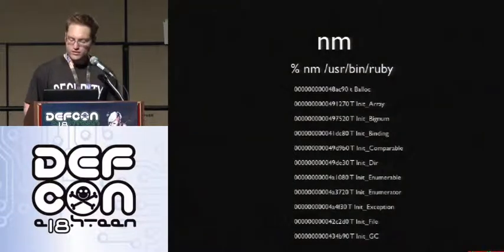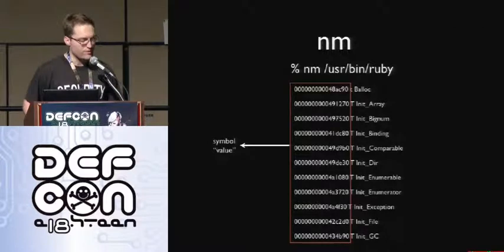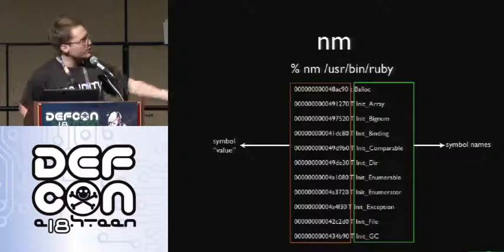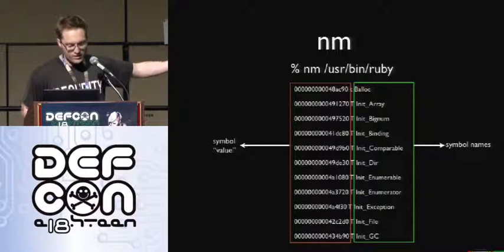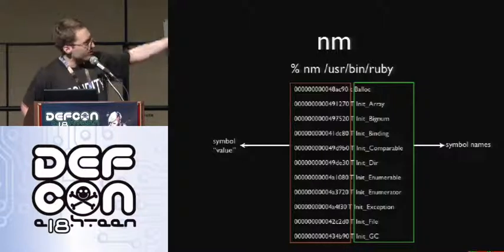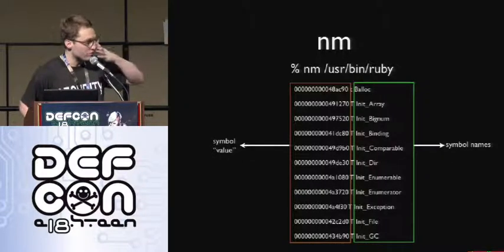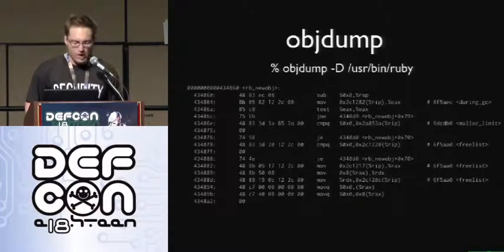All right, so let's look at a couple of useful tools for dissecting objects before we actually start writing code. So you've got nm. nm's pretty useful. It comes on OSX and Linux. You run nm on your binary, you get symbol values on the left and symbol names on the right. And down the middle, there's information about what type of symbol it is, whether it's a local symbol, global, undefined, whatever.